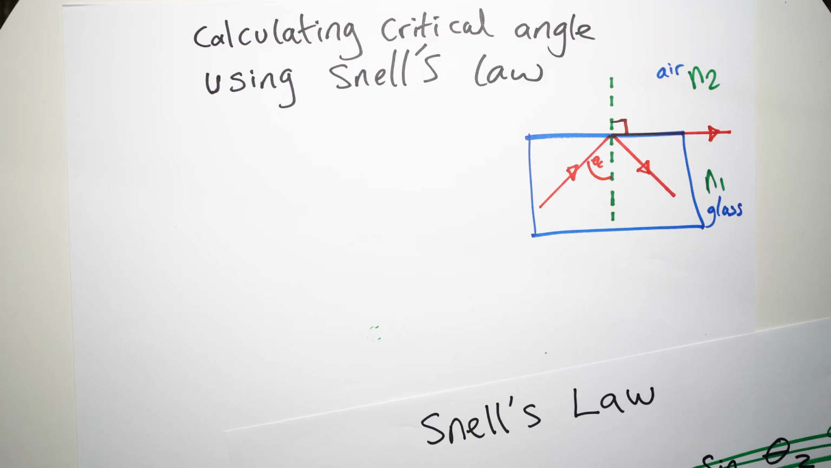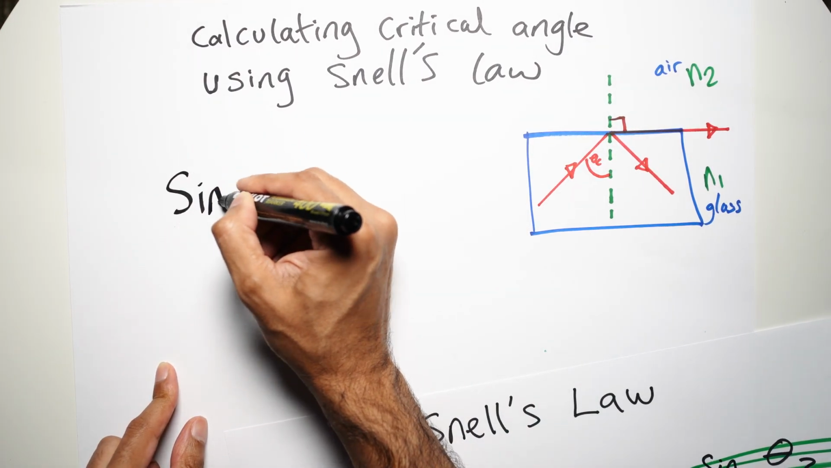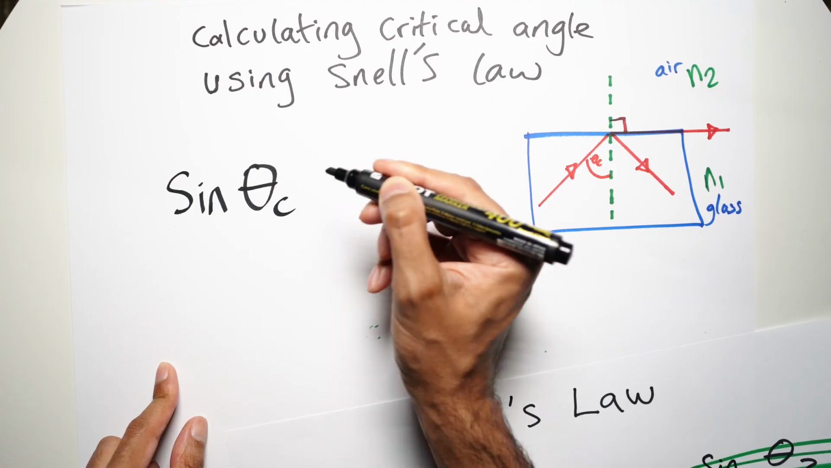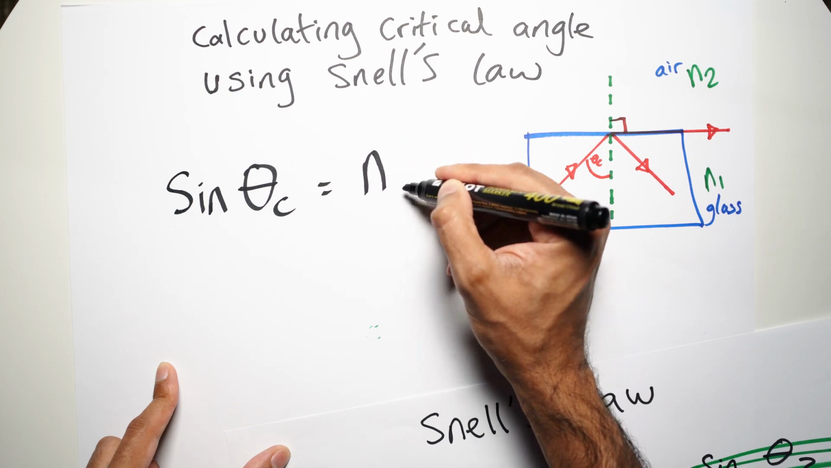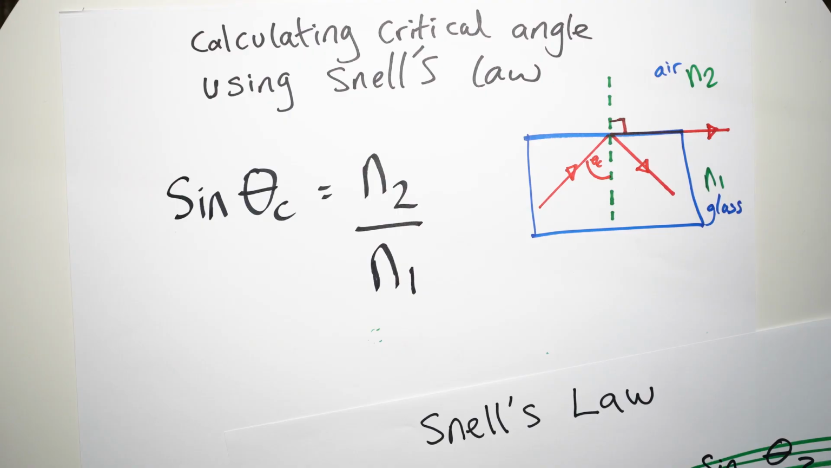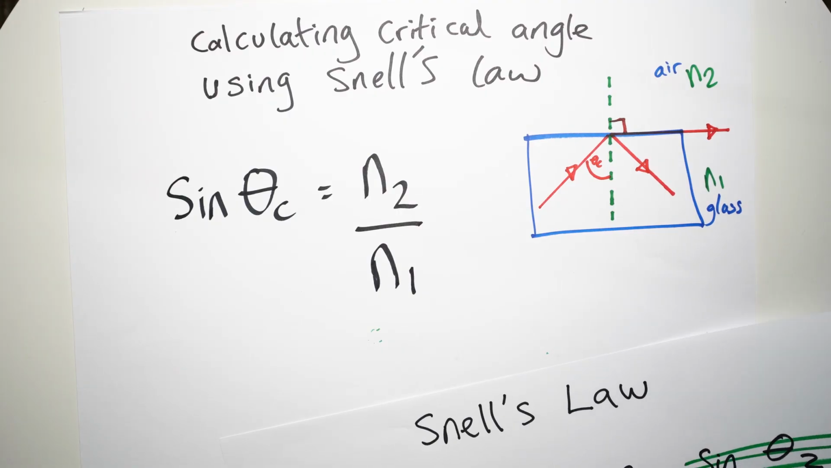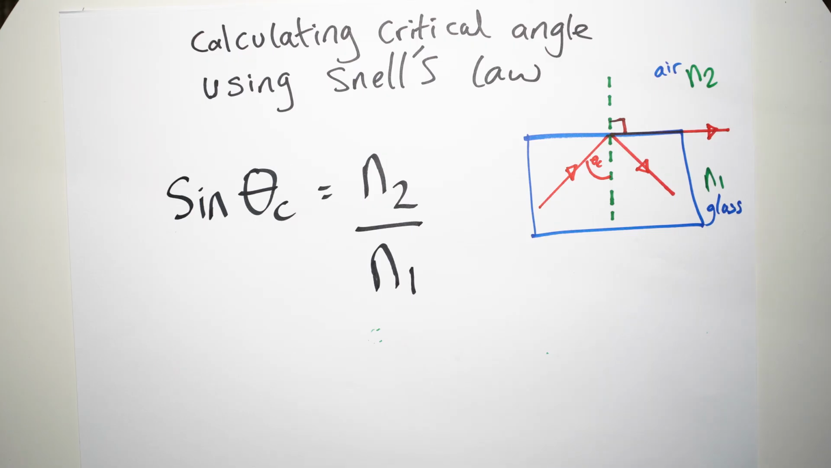Let me write it over here. You have sine theta c, the critical angle, equals N2 divided by N1. So this is the formula that we use to work out the critical angle of a particular substance.